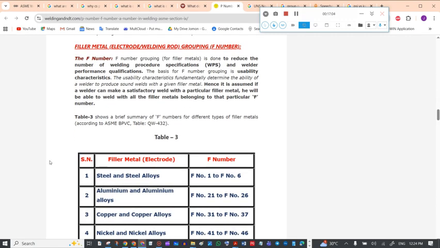F number is meant to reduce the number of welding procedures and welder performance qualifications. The basis of this F number grouping is usability characteristics. Usability characteristics is fundamental to the ability of a welder to produce sound welds with a given filler material. Hence, if a welder can make a satisfactory weld with a particular filler material, he will be able to weld with all filler materials belonging to a particular F number.